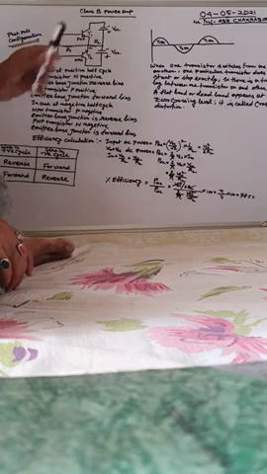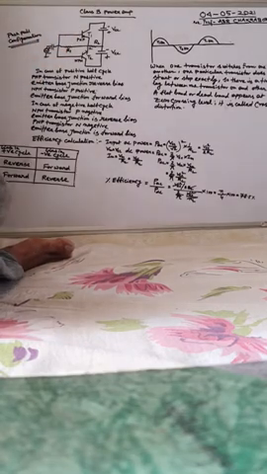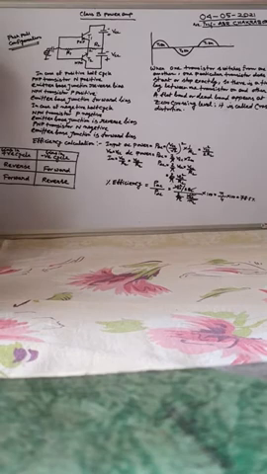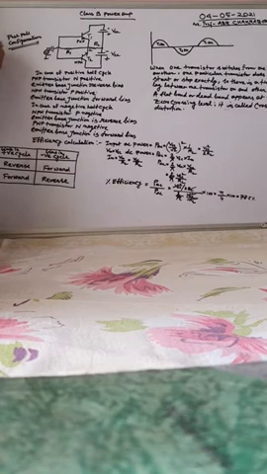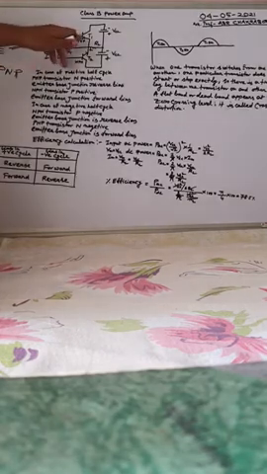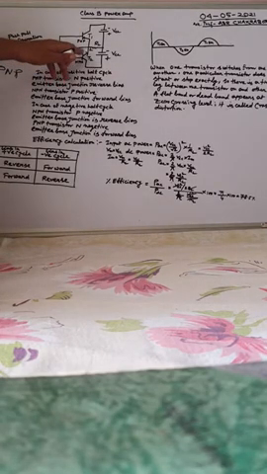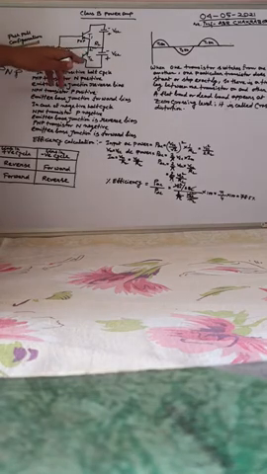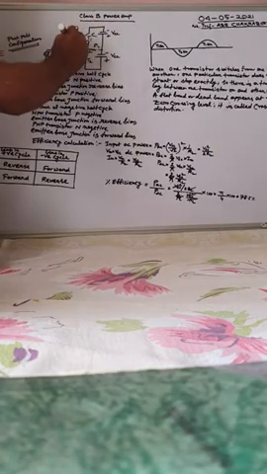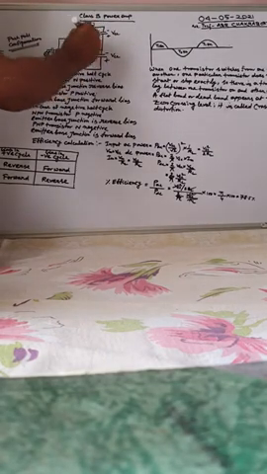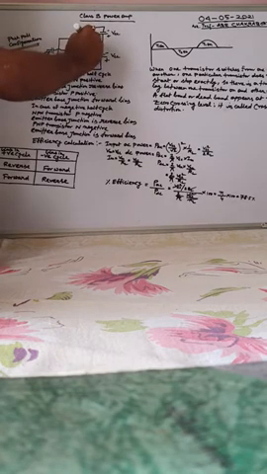This is transistor T1, it is PNP. The PNP transistor is drawn like this: emitter, base, collector. The emitter is given in this direction. And this is NPN: emitter, base, collector. This is the collector, this is the base, this is the emitter.